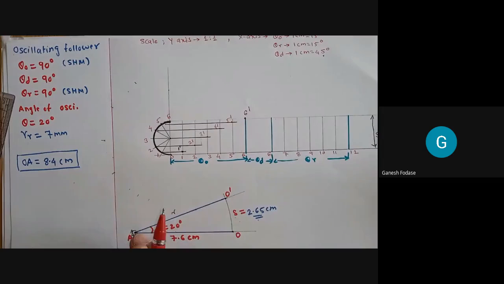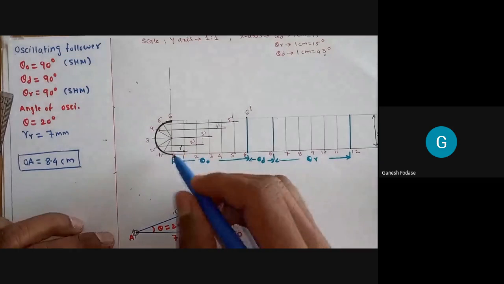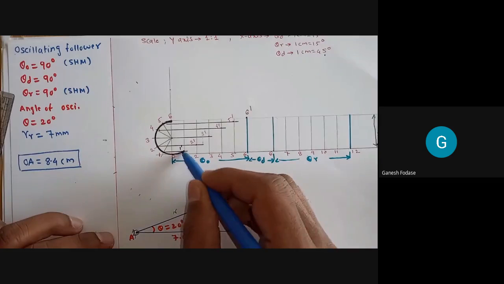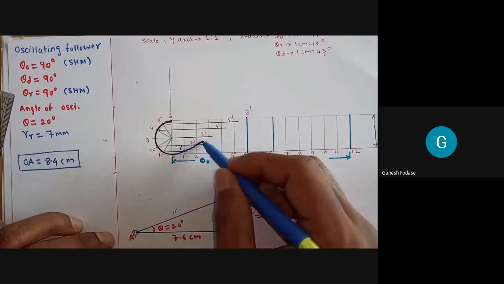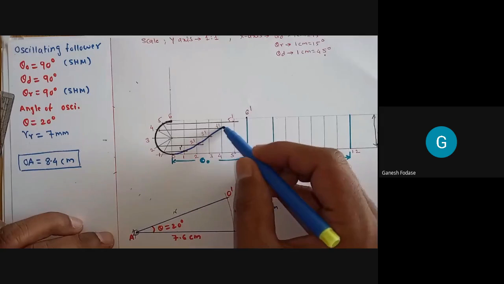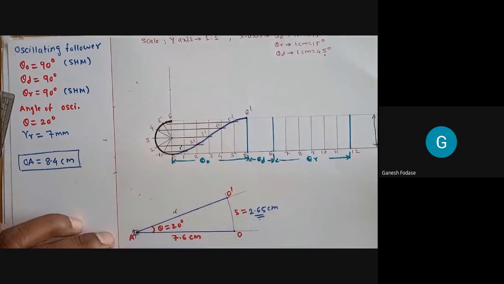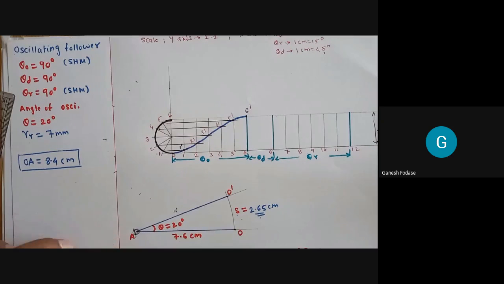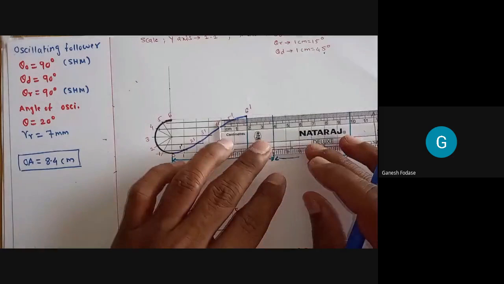So likewise, we get 1 dash, 2 dash, 3 dash, 4 dash, 5 dash, 6 dash at the intersection of horizontal and vertical projections. Now join these points by a smooth curve. That curve will be the displacement diagram, or displacement curve, for simple harmonic motion, when the oscillating follower is moving with simple harmonic motion. Remember, in the displacement diagram you need to think about which type of motion it is. As the motion is SHM, we are following the procedure already discussed.